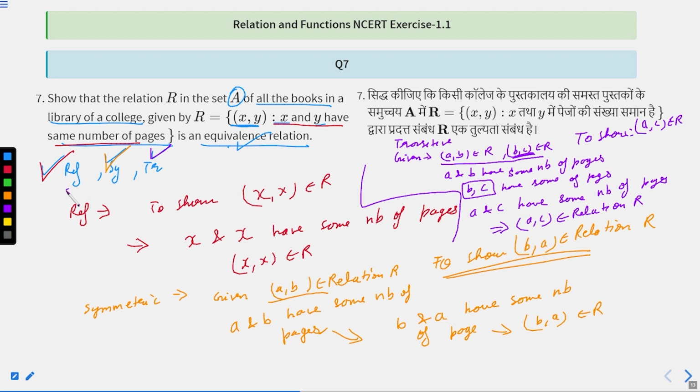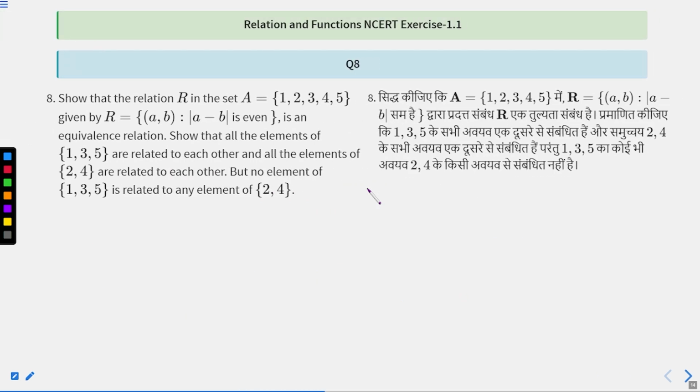So it is reflexive, symmetric, transitive. This means our relation is an equivalence relation. Okay, our relation is an equivalence relation. Okay, let's move to the next question.